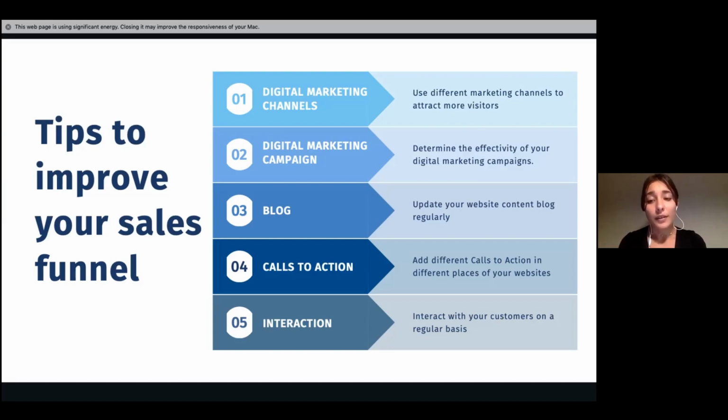And then the interaction is very important. So interact with your customers on a regular basis, and you could use email marketing for this. So they need to remember you all the time. You should tell them why they need you all the time. It could be weekly, it could be bi-weekly, or it could be monthly. But they need to know that you are there, and they need to remember you.